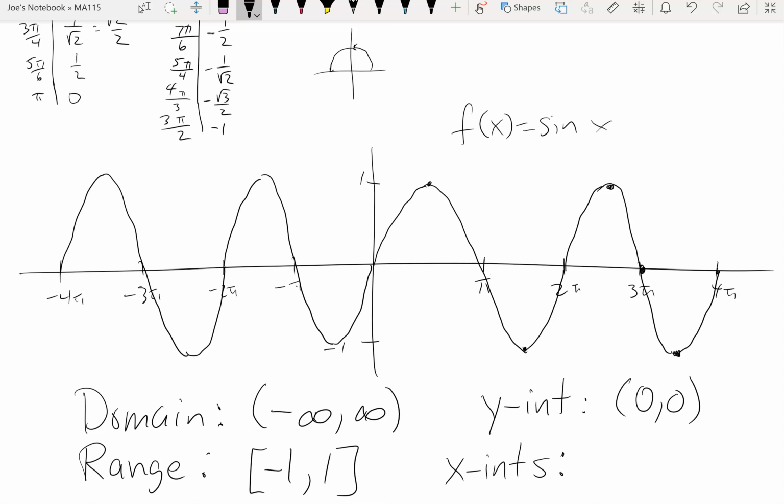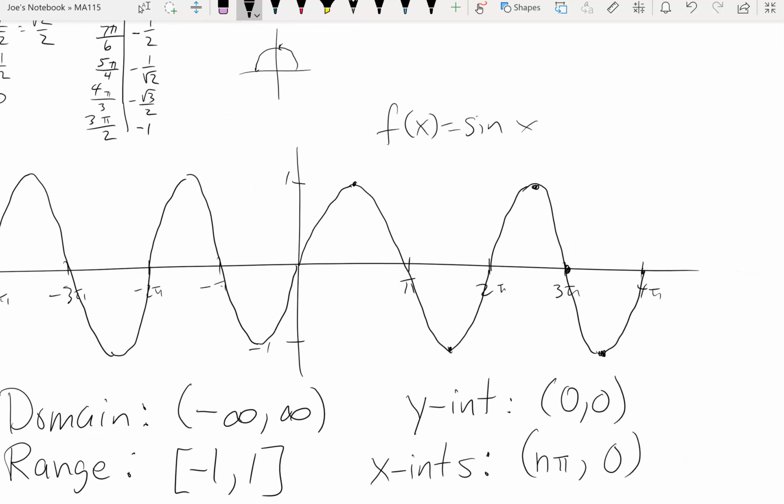All right, how about x-intercepts? Where does it cross the x-axis? Yeah, 0 and at pi, 2 pi, 4 pi, and at negative, right? We had lots and lots and lots of x-intercepts, right? So we write this as ordered pairs. Certainly the y-coordinate is 0 for any x-intercept, right? We write this typically as n times pi, 0, where we say n is any integer.